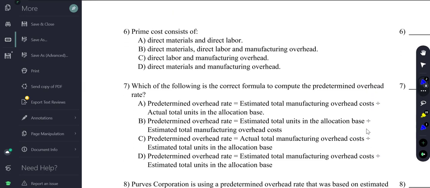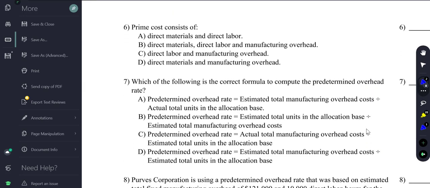And number 6 asks, what is prime cost? Well, I've already described that to you. Prime costs are going to be both direct material and direct labor. So prime costs are all of the basically direct costs that you can identify with a product.